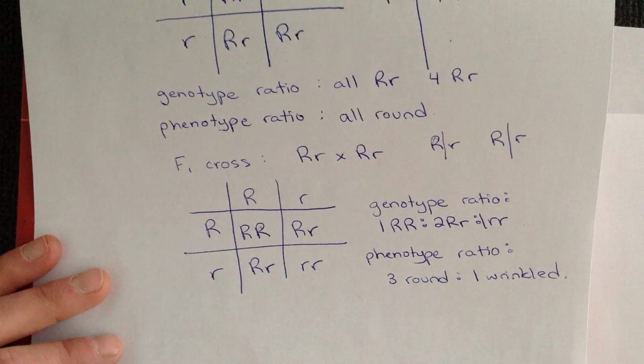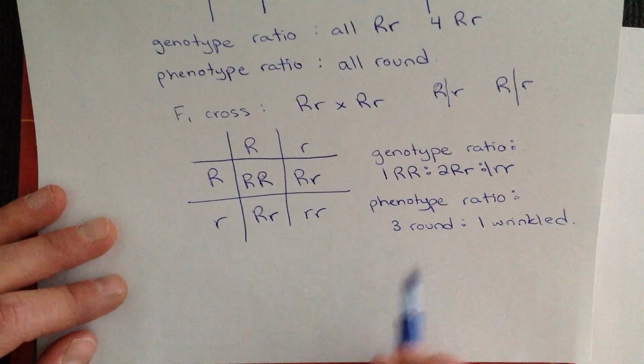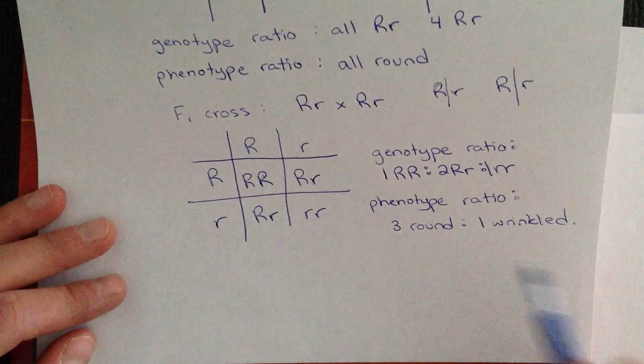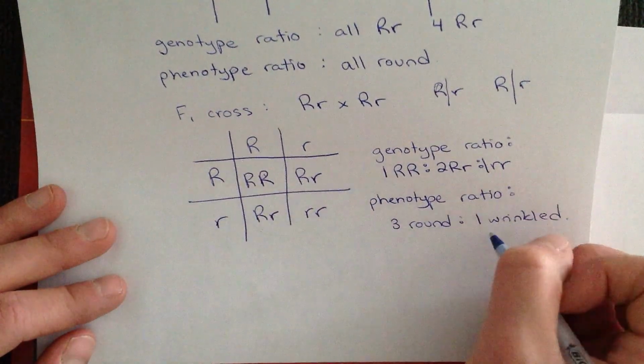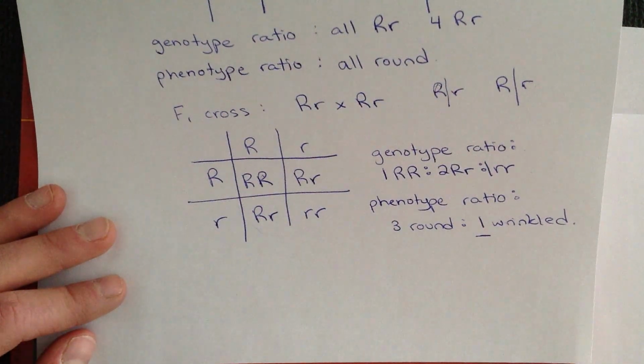Okay? So here are some of the follow-up questions. What is the chance of having a wrinkled, or what's the probability of having a wrinkled pea plant? Okay, so you have 4 possibilities here, 4 babies, okay? So 1 out of 4 total would be a wrinkled pea plant. Okay, so that's the chance. So it's a 25% chance you're going to get a wrinkled pea plant.